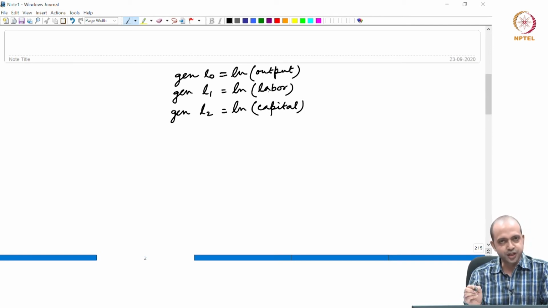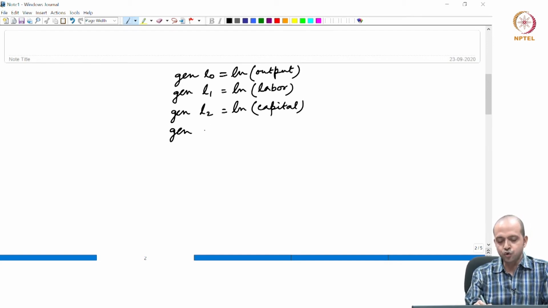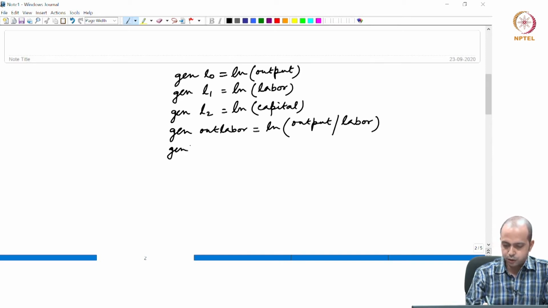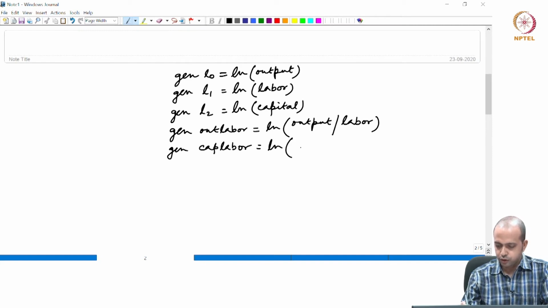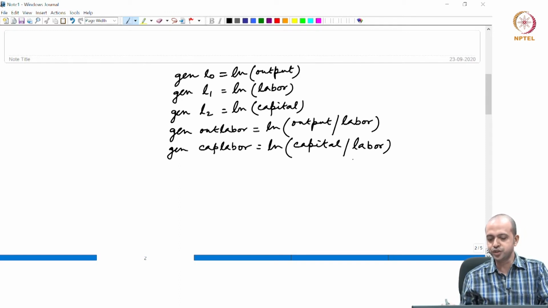Similarly, for the restricted version, I need to generate two additional variables. Gen output divided by labor, which I am naming out labor, equals log of output divided by labor, and gen cap labor equals log of capital divided by labor. So using this gen command, you can easily convert the variables from level form to their log form, right.